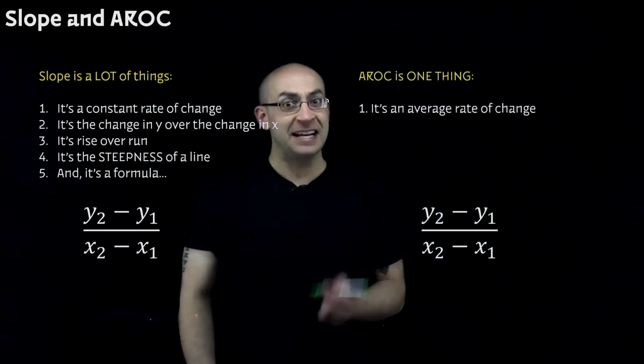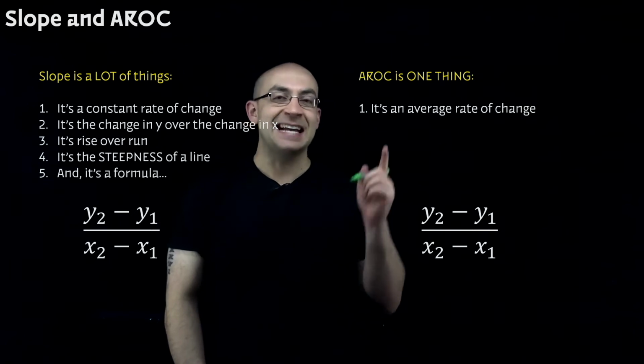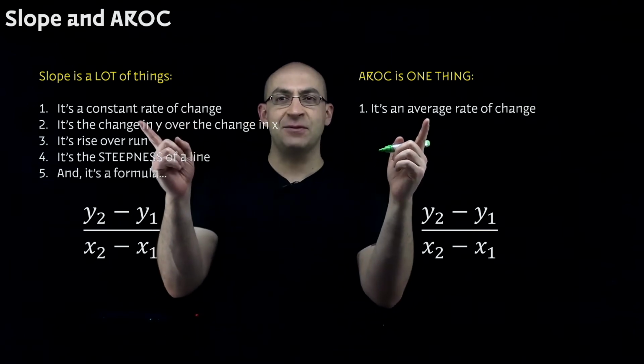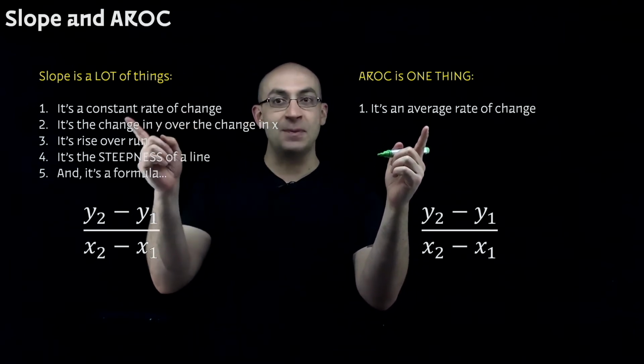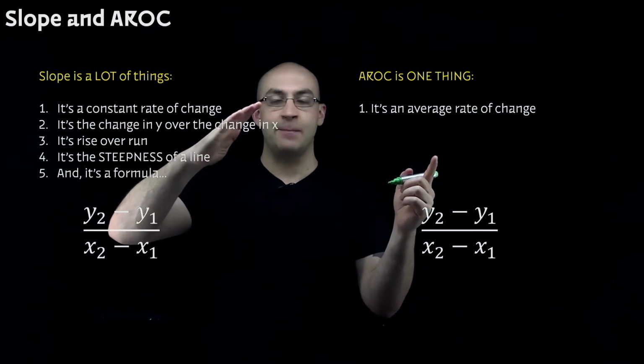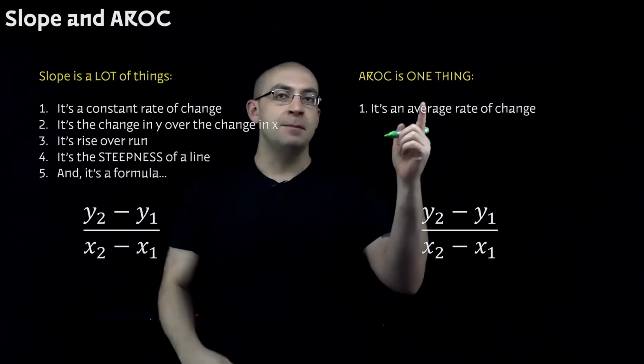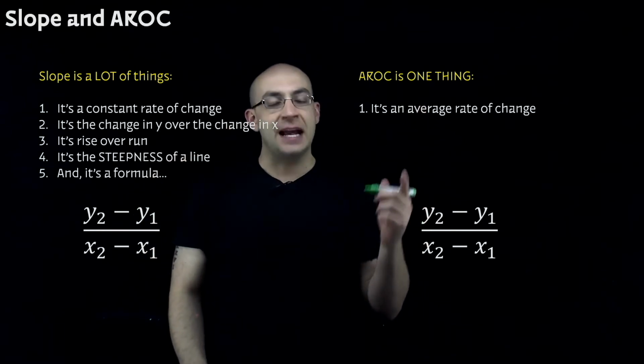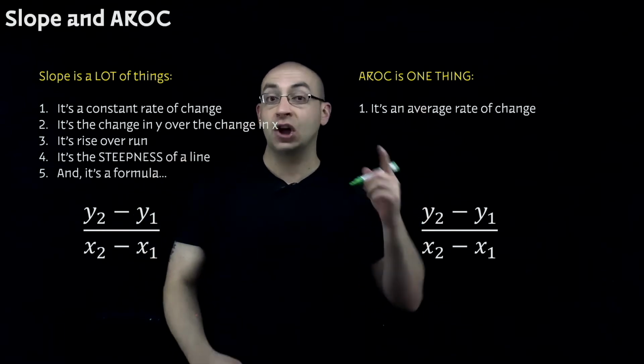AROC, on the other hand, is one thing. AROC is an average rate of change. So you see the differences between the two words here. Slope is constant, meaning no matter how steep the line is, the slope will always be the same, no matter what points you choose. But AROC is an average, because AROC is more notable on curved lines.